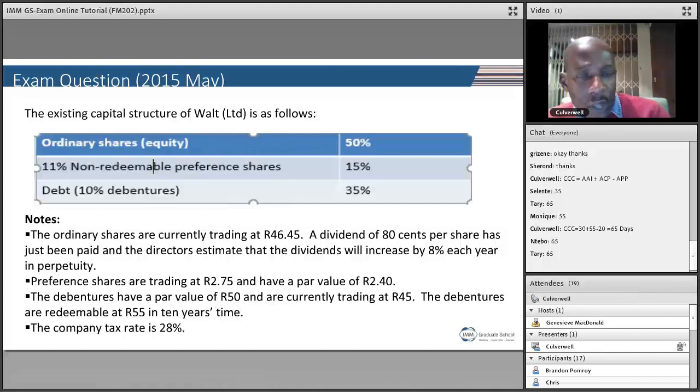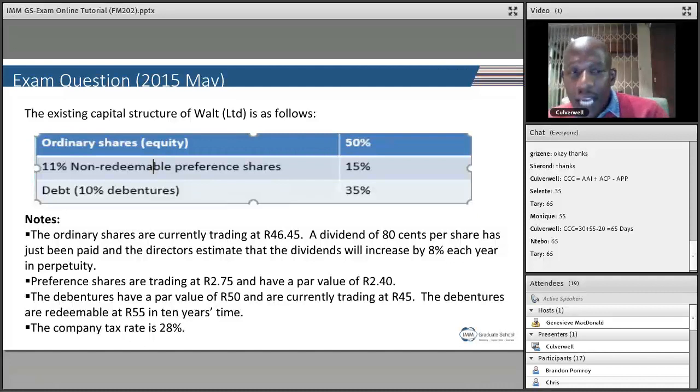Then I'll go on to the notes now. It says the ordinary shares are currently trading at 46 Rand 45. A dividend of 80 cents per share has just been paid. So for now, you already know that this company is paying dividends. And the directors estimate that the dividend will increase by 8% each year in perpetuity.